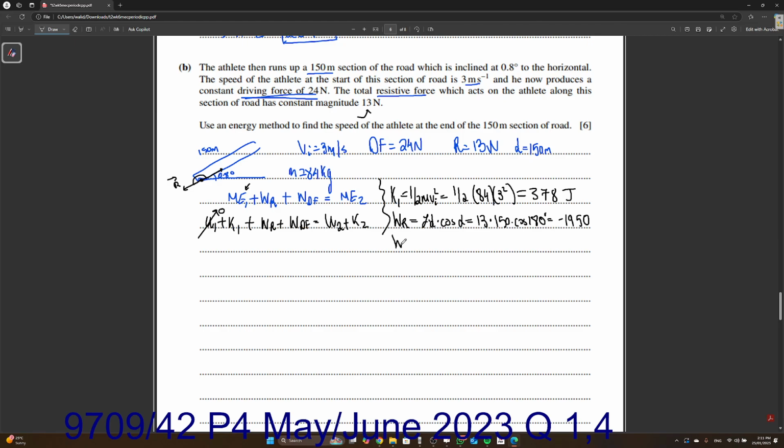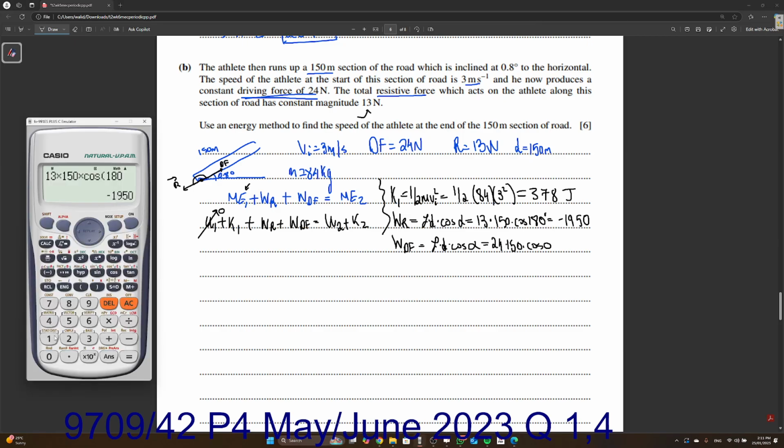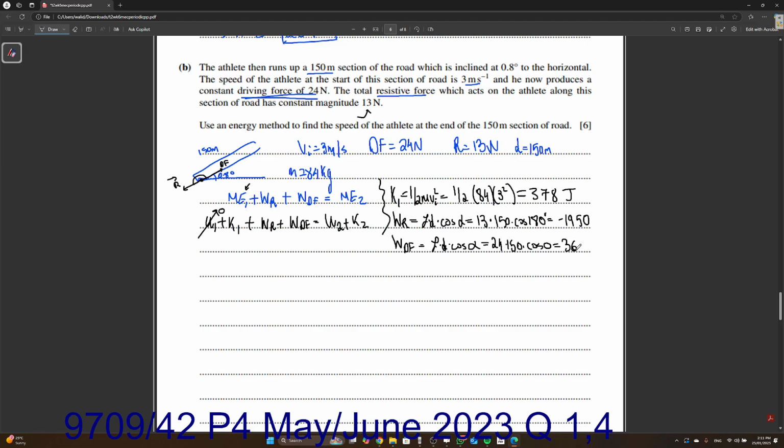How about the work done by the driving force? It's also equal to force times distance times cosine alpha. But here the driving force is in the same direction as the movement, so the angle is obviously going to be 0, right? So it's 24 times the distance 150 times cosine 0. Cosine 0 is just 1, so you don't have to put it. So 3600 joules.